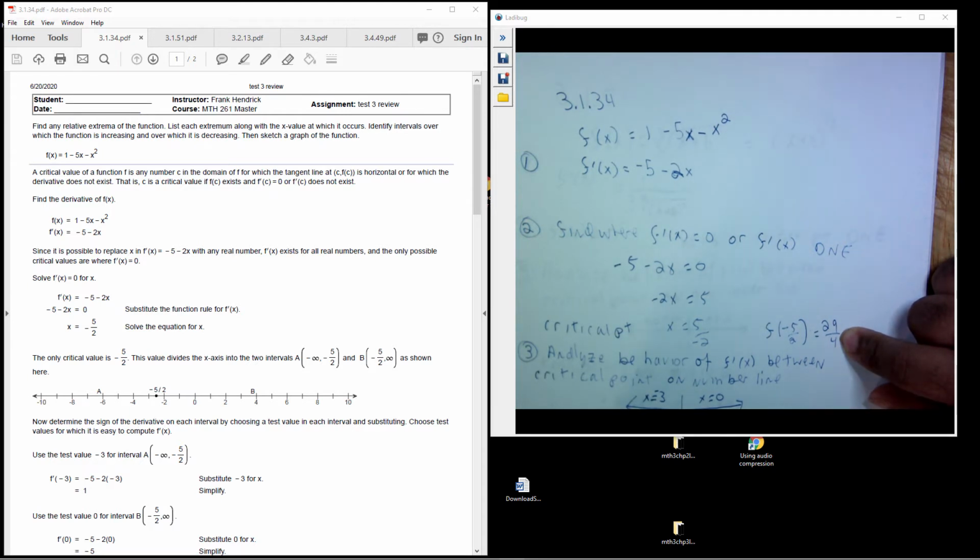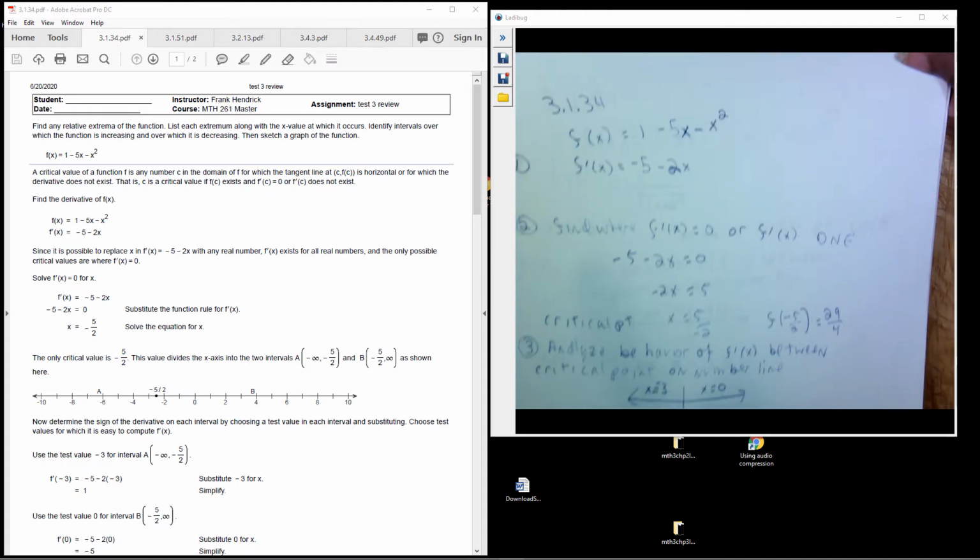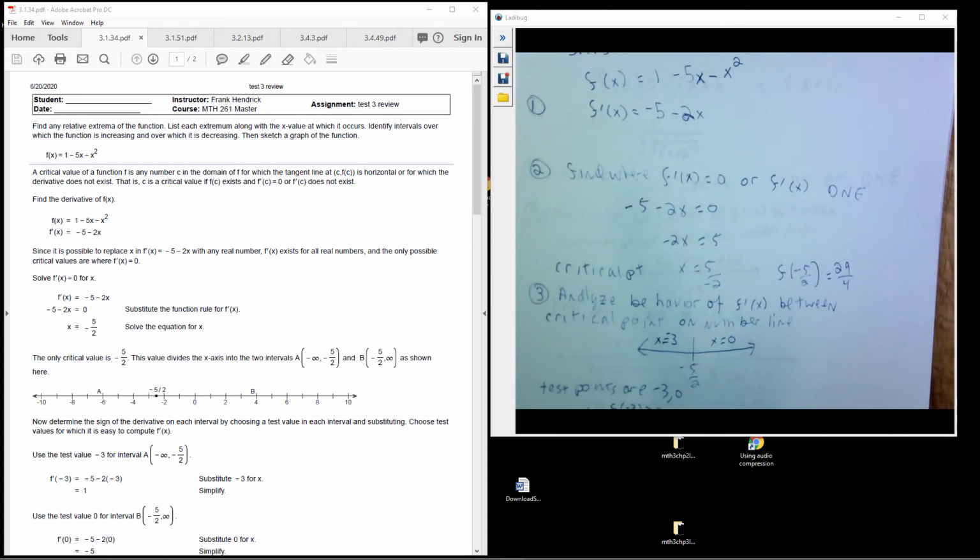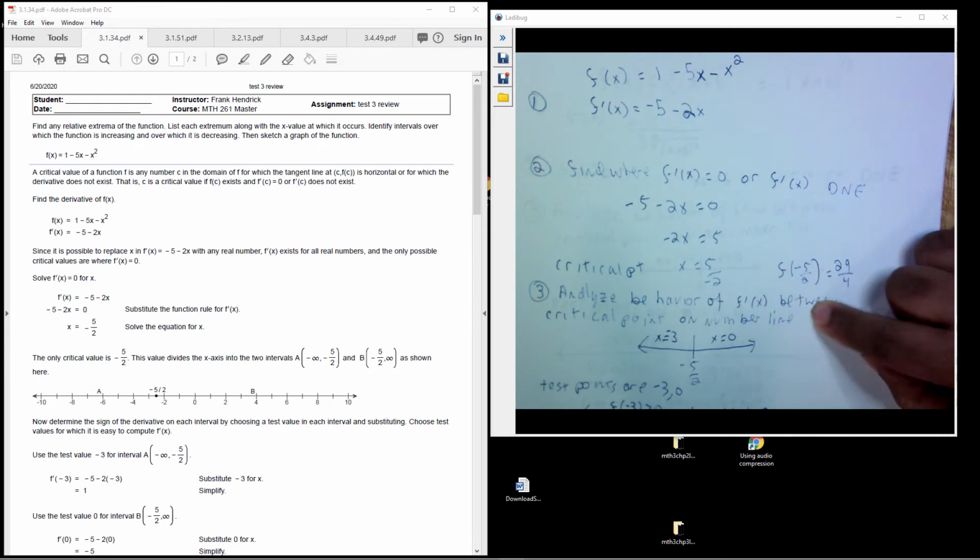So we check what's going on either side of the critical point, looking at the slope, if it's increasing or decreasing. So we analyze the behavior of f prime between the critical points on a number line. This is our critical point, x coordinate. We're going to look at one test point at negative 3, and the other one at 0. So these are our test points.